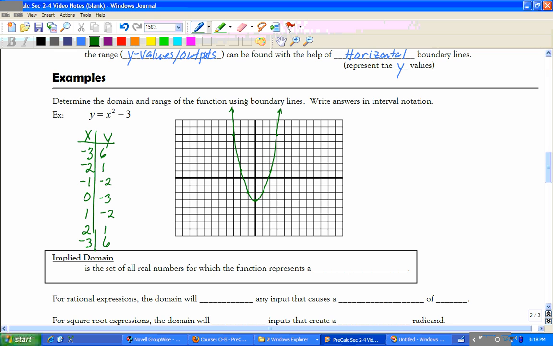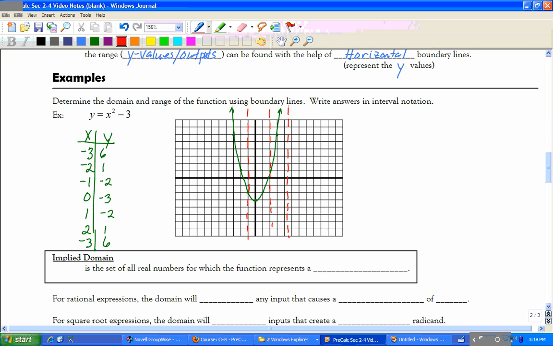So let's take a look at the boundary lines to help us determine domain and range. So first of all, we're going to look at the vertical lines for the domain. And let's just start somewhere. Okay, right here. So this is representing x is negative 1. And if you look, there are x values on either side, so this is not a boundary line. So let's go a little bit further over to the right. And again, you see that there are x values on either side of that vertical line, so we continue to go to the right.